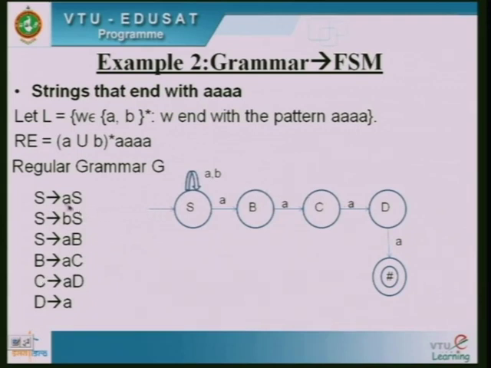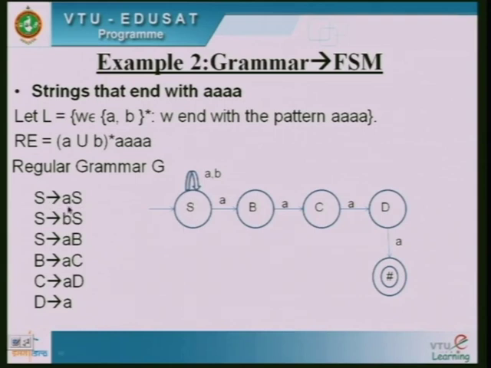If you observe here, S is there, next B is there, next C is there, C as one state, and then D as another state. Okay. So, initially we will take these 4 states. Next, S is the start non-terminal, that is the start variable. So, here S becomes the start state.